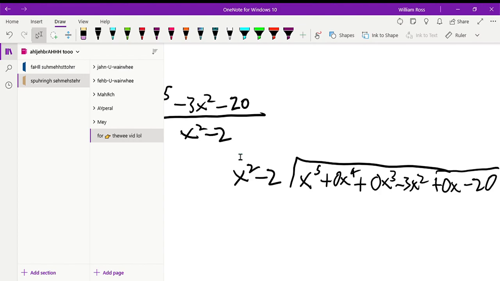Alright, so let's begin. So x squared goes into x to the 5th, x cubed times, multiply these two, you would get x to the 5th minus 2x to the 3rd. Oops, wrong spot. There we go.